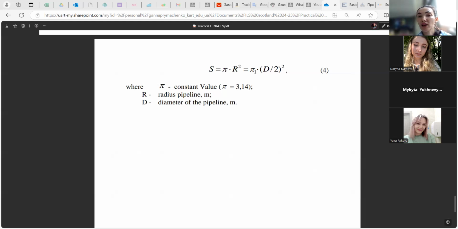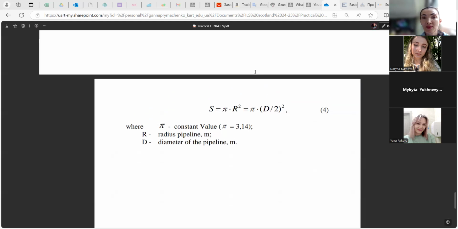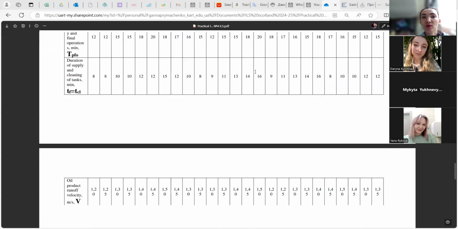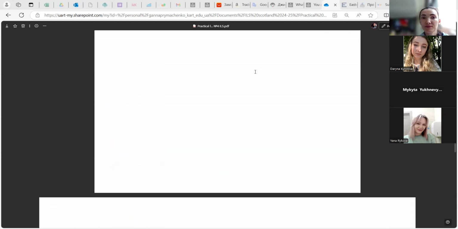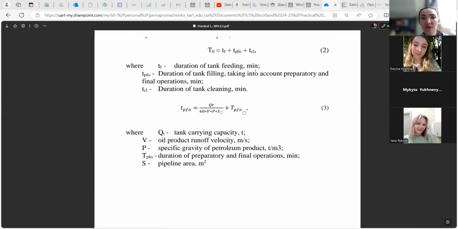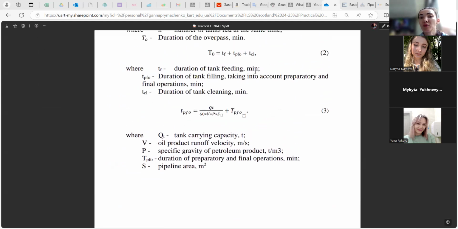And our next formula is not very long, so we can do it very fast, I think. Our next formula is formula number 3. Open it now. It has such parameters as time, T with index PFO. Please find what it means.